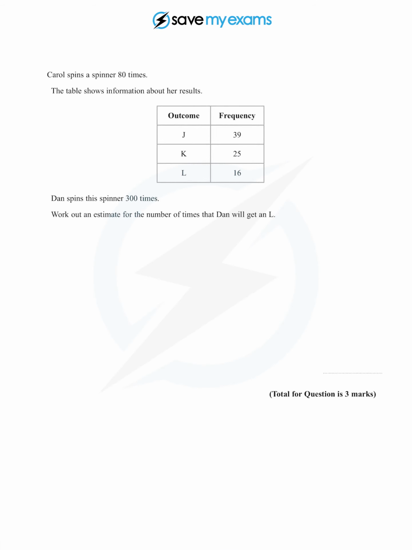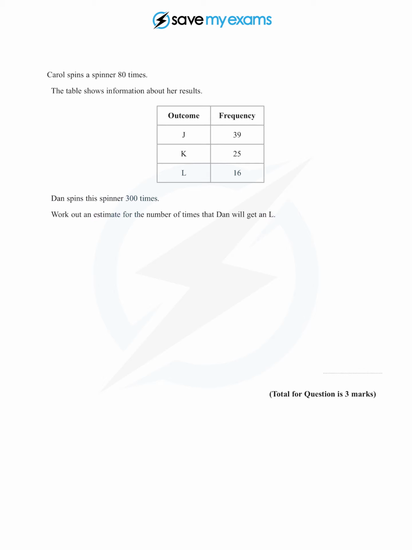So Carol spins a spinner. She does it 80 times, and here's how often she gets a J, a K and an L. Presumably those are the three things on the spinner. And we are asked not about Carol but about Dan, who does it 300 times, and we want an estimate for the number of L's that Dan will get.